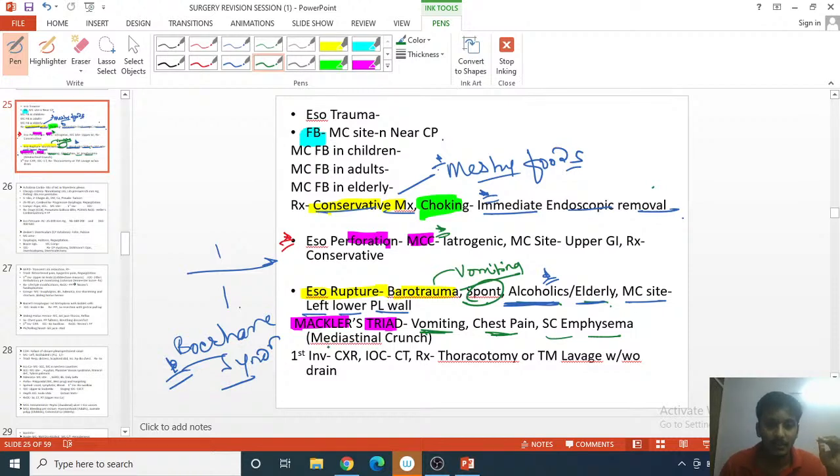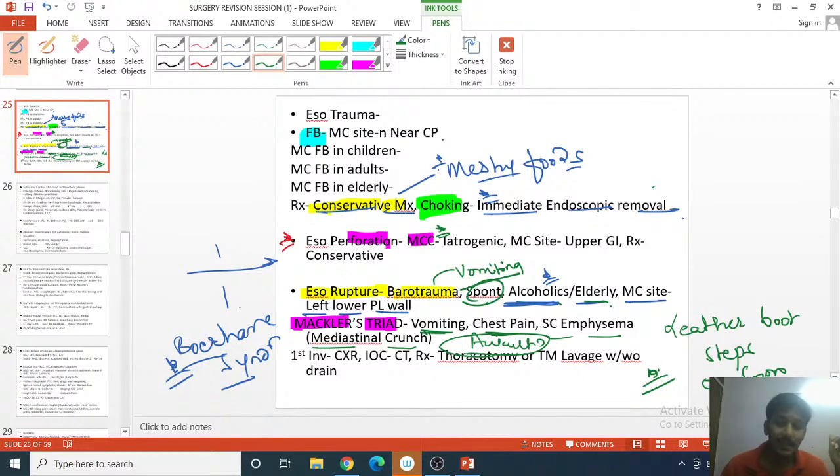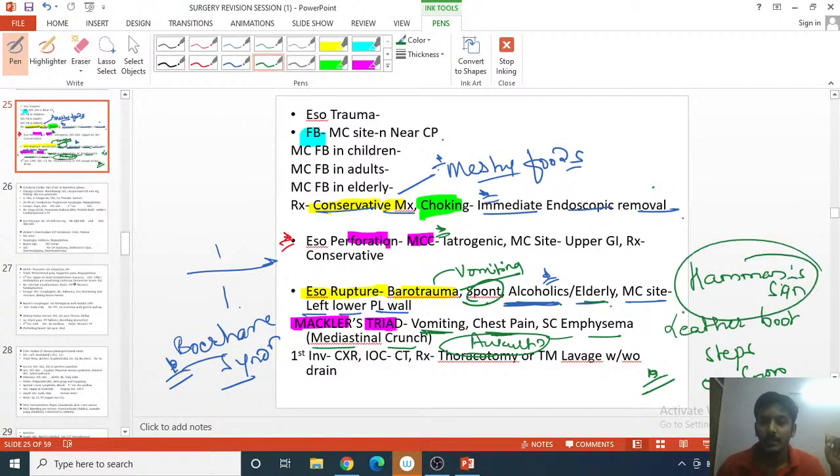And how will you diagnose or suspect subcutaneous emphysema? You will suspect it if on auscultation you can hear the mediastinal crunch. When you auscultate the patient, you will feel a mediastinal crunch. So a crunching sound will come. Okay, it is also known as which sign? Anybody? It is also known as leather boot steps on snow. When you walk on snow wearing leather boots, that type of crunch is heard on auscultation. So that is known as mediastinal crunch. Yes, it is known as Hammond's sign. Please remember: Hammond's sign or leather boot steps on snow or mediastinal crunch.